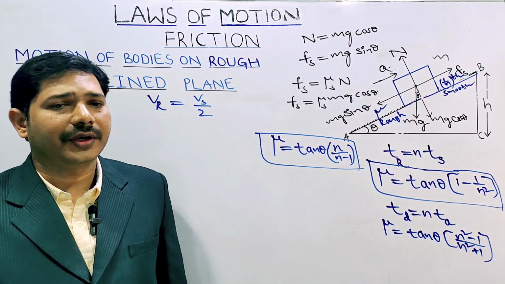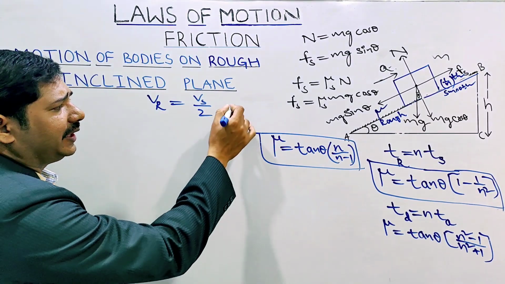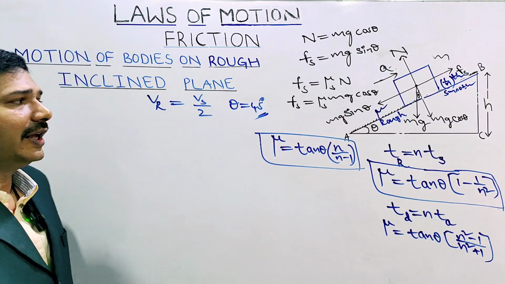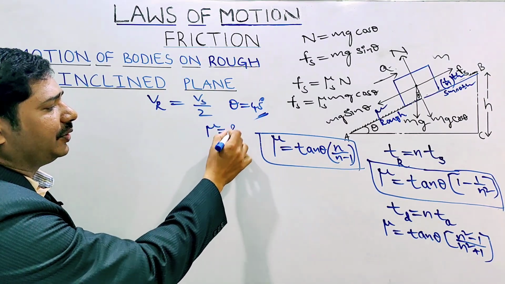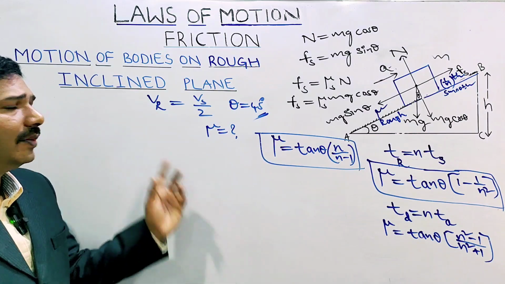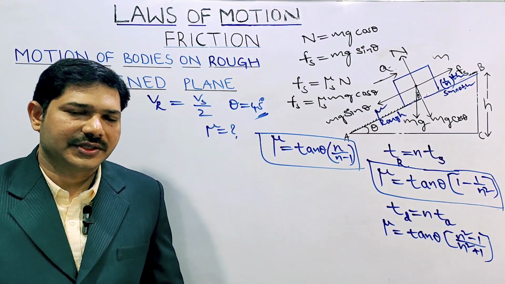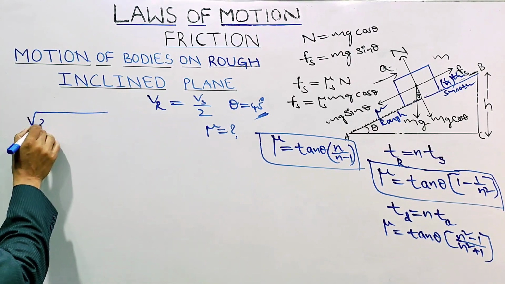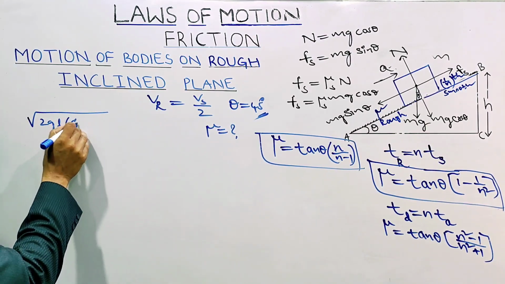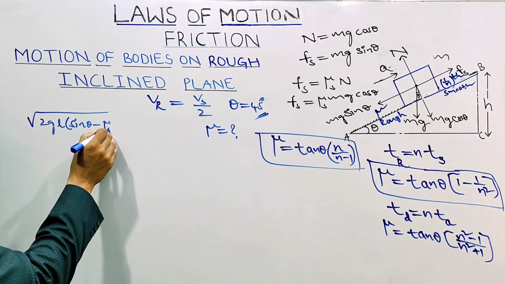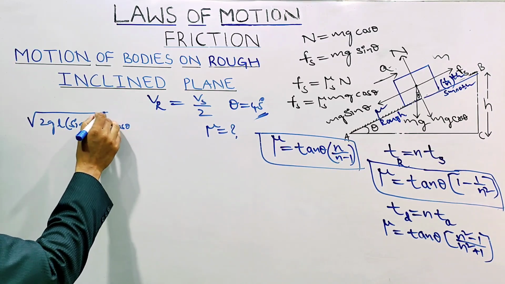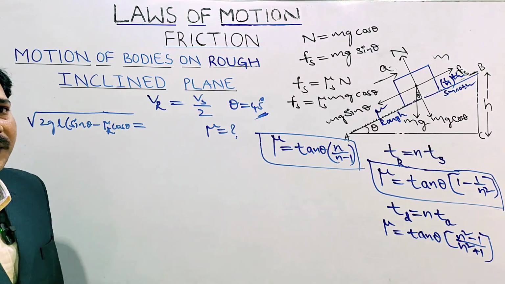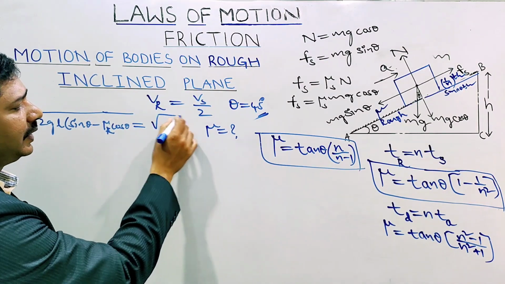Here only the theta value is given. How much is given? 45 degrees. They are asking for the coefficient of friction mu. So on both sides substitute the formulas. For the rough inclined plane, the final velocity formula is: under root 2g l (sin theta minus mu k cos theta) is equal to Vs by 2. Vs means the smooth inclined plane final velocity.